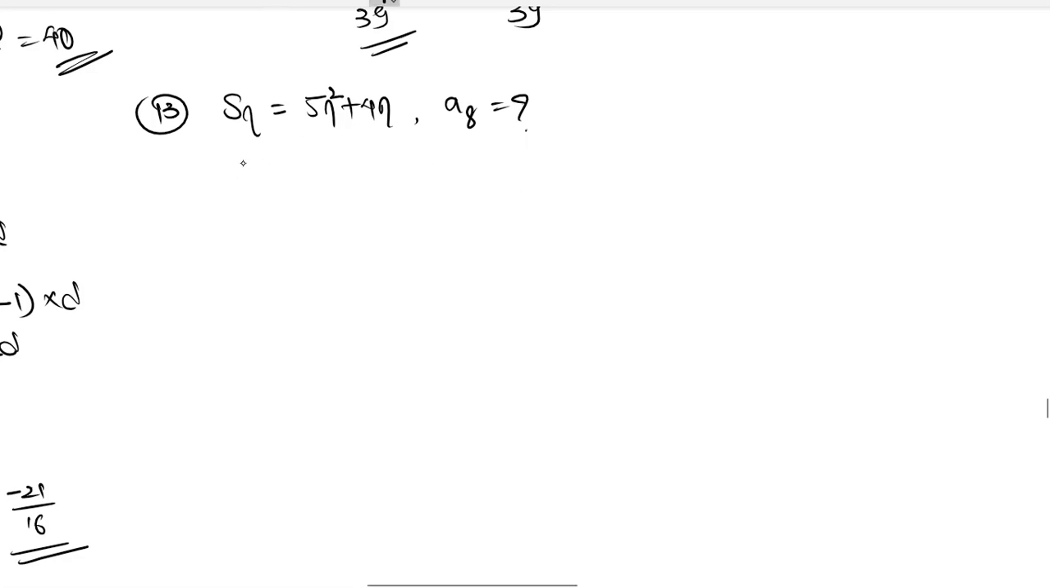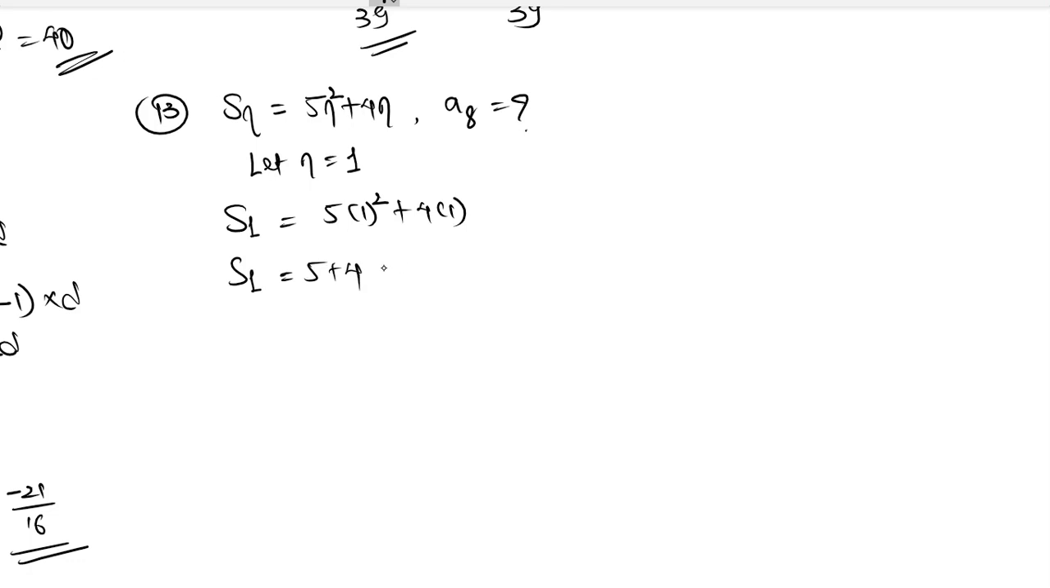Okay. What if I put n as 1? Sum of one term is 5 into 1 square plus 4 into 1. So sum of one term is equal to 5 plus 4, which is 9. So that means the first term is 9. A1 is equal to 9. Sum of one term means first term, okay?